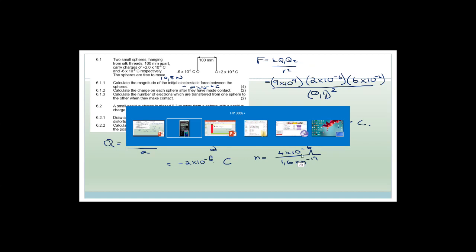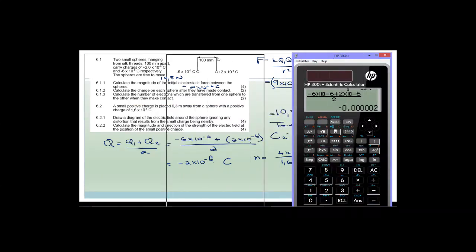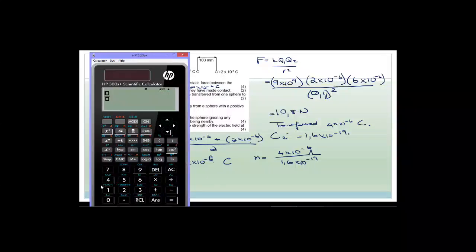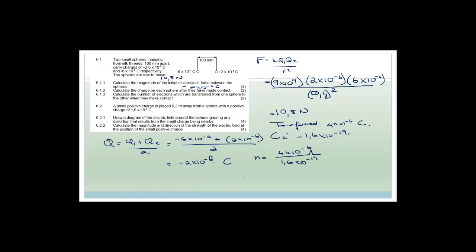So we're going to go 4 exponent negative 6 divided by 1.6 exponent negative 19, which equals 2.5 times 10 to the 13. So the number of electrons that were transferred was 2.5 times 10 to the 13 electrons.